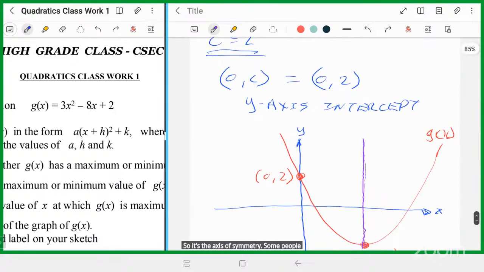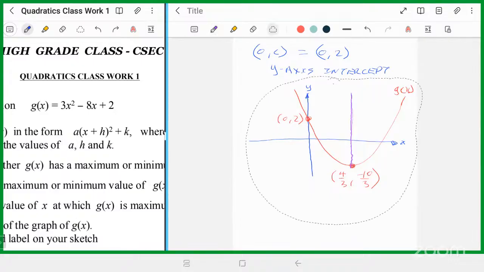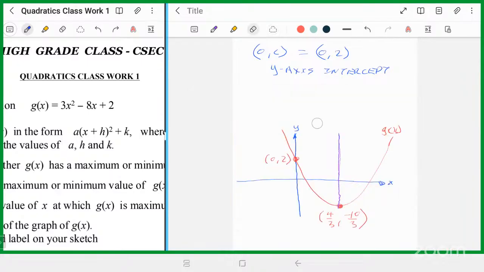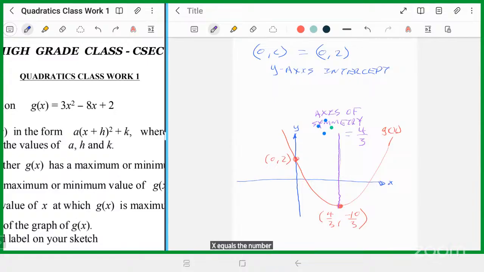Some people doing this. Let me shift all of this down a little bit. So some people doing this: axis of symmetry, and I put equal 4/3. Can't do that, that's wrong. The axis of symmetry, line of symmetry, as an equation, is x equals a number. You have to put it exactly like that. X equals the number. What number? The x value at the turning point.